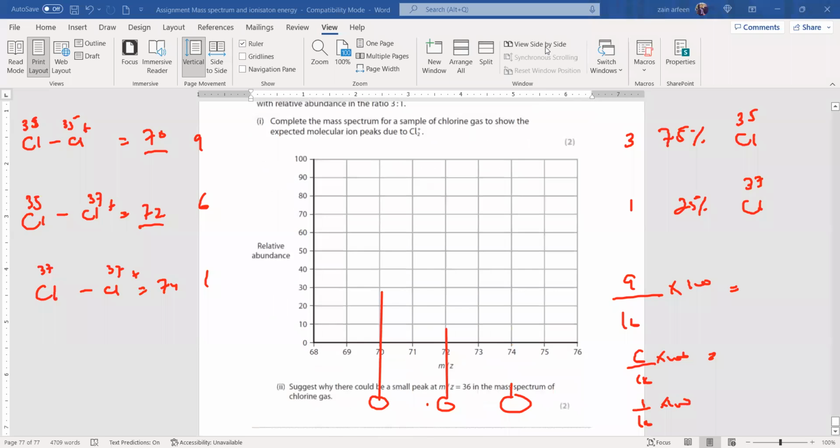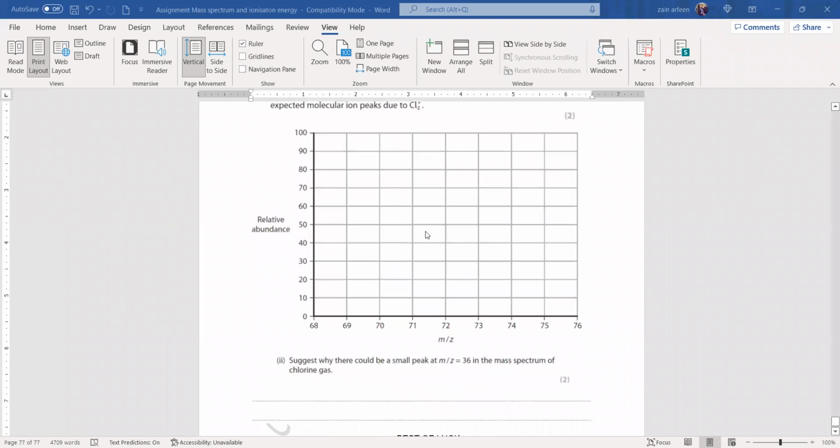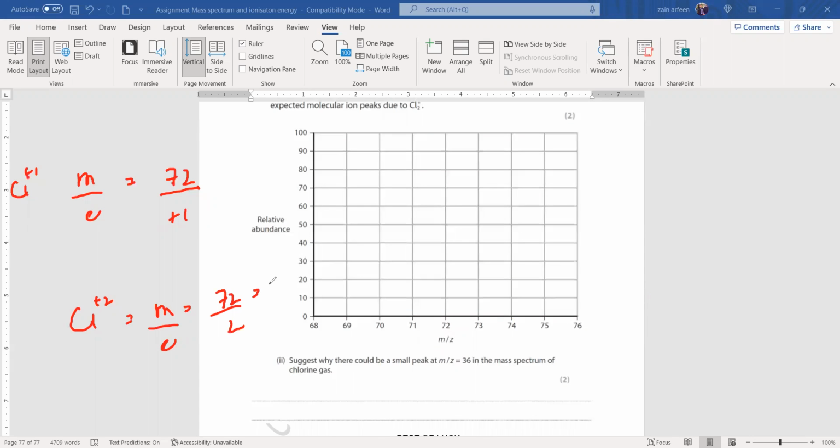Then in the second part, suggest why there could be a small peak at 36. So what might be a reason for that? These are mass to charge ratios. So the mass of one molecule is 72 and the charge is plus one. But what might happen if two electrons are knocked out? The mass to charge ratio will be 72 divided by two, so we'll get a peak at 36. So why will there be a peak at 36? What is the reason for that?